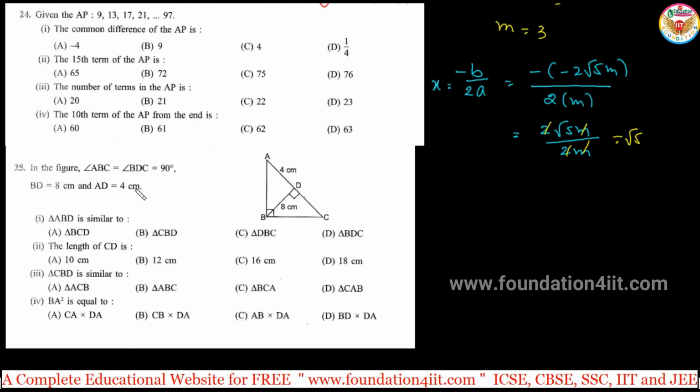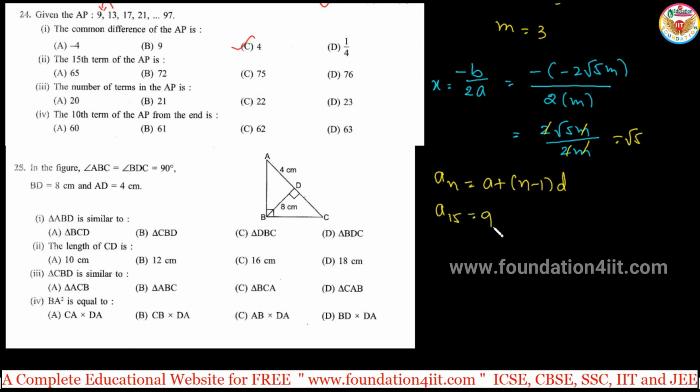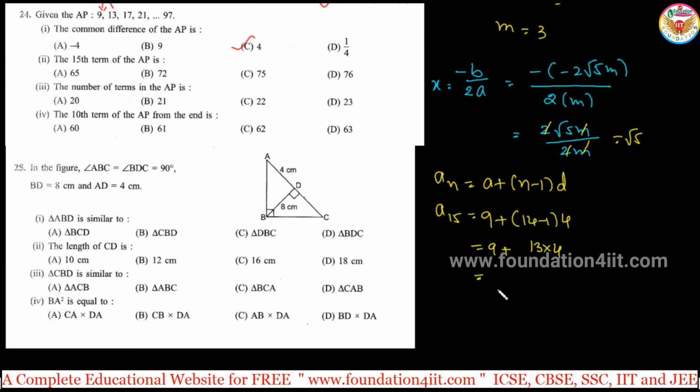These are the 4 questions. And question 24 is about progressions. Given AP 9, 13, 17, 21, and so on, up to 97. The first question is the common difference. The common difference is any term minus the previous term: 13 minus 9, it's 4. Direct problem. Next, the 15th term of the AP. The general term is an is equal to a plus n minus 1 into d. So the 15th term, a15, is a plus n minus 1, that is 9 plus 14 times the difference 4. 9 plus 14 into 4, so it's 65.